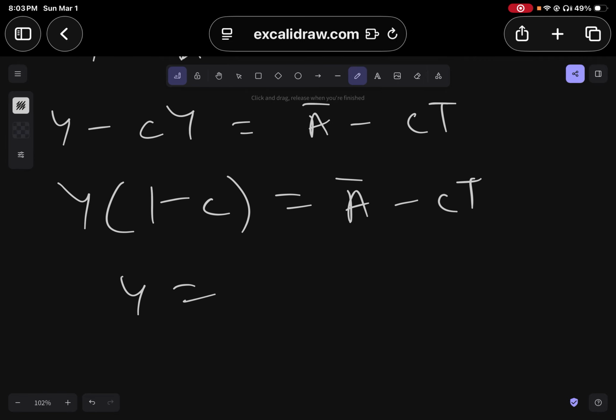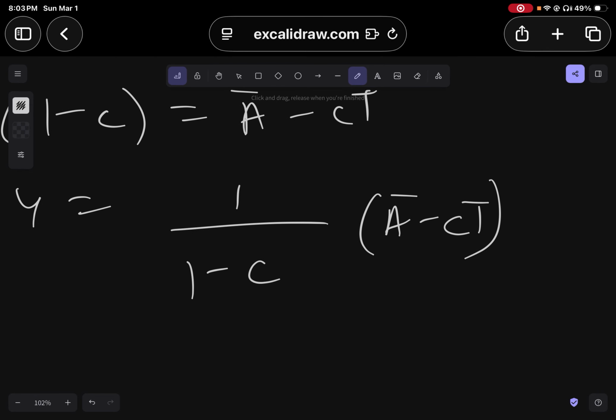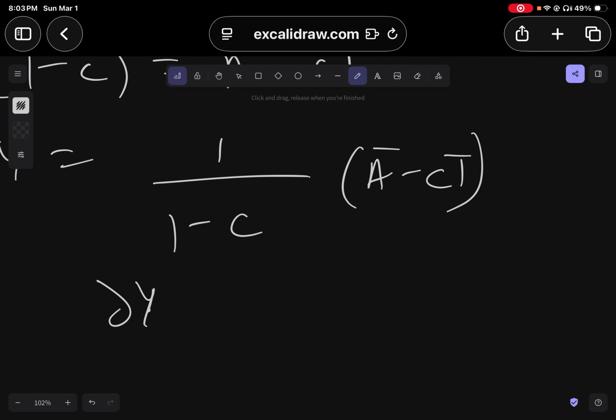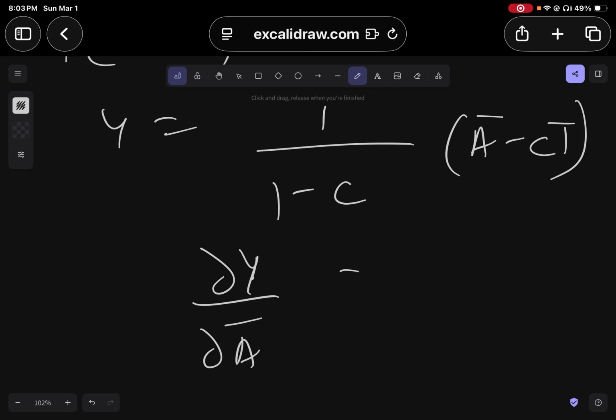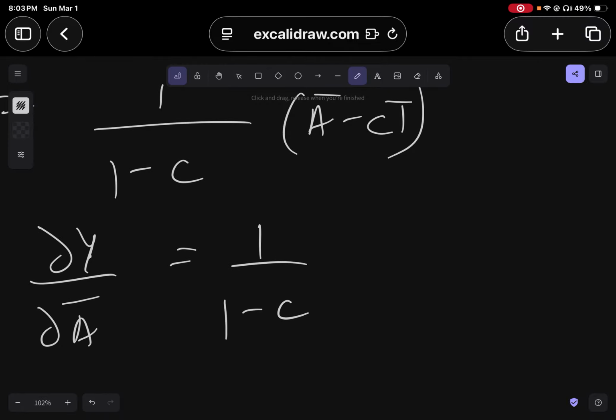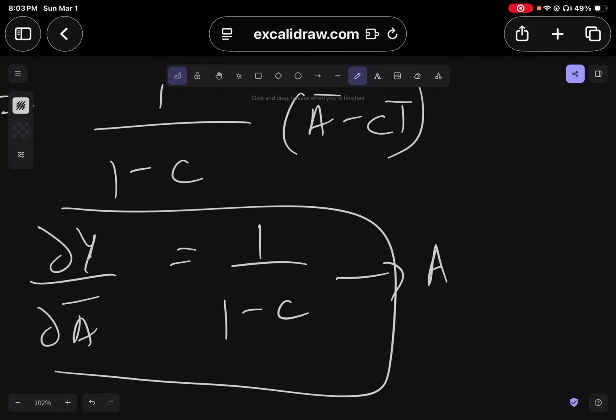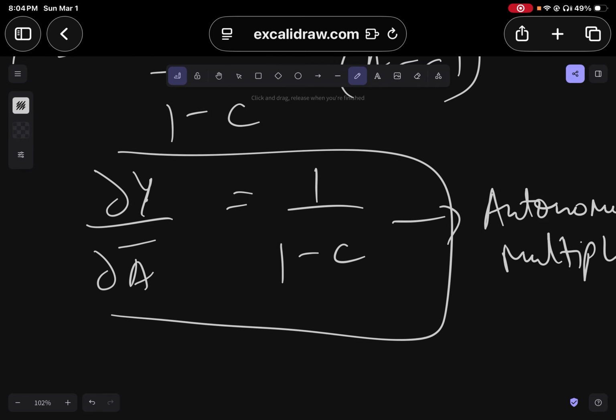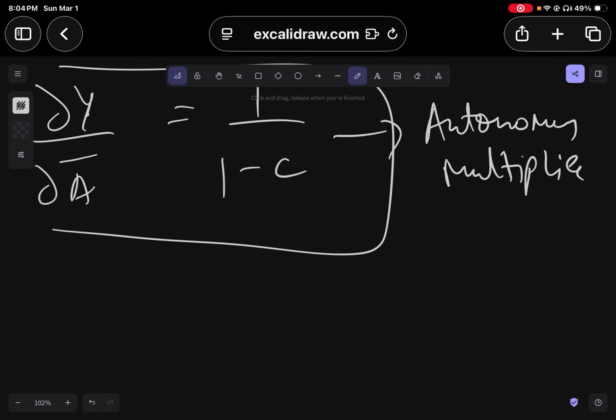Then we have Y is equal to 1 upon 1 minus C, and del Y upon del A bar is equal to 1 upon 1 minus C. This is the autonomous multiplier. The value of autonomous multiplier is directly related to MPC because higher MPC will imply larger proportion of income spent back to the economy.